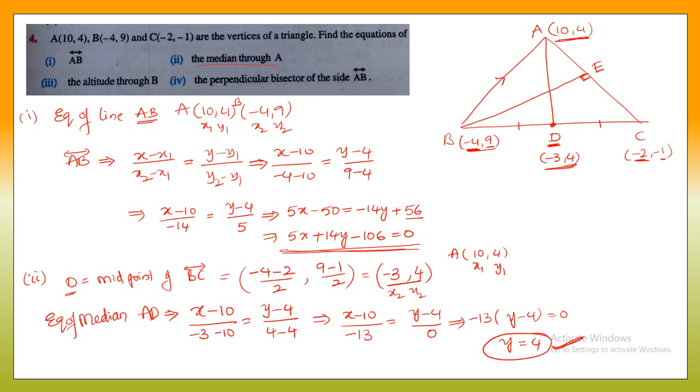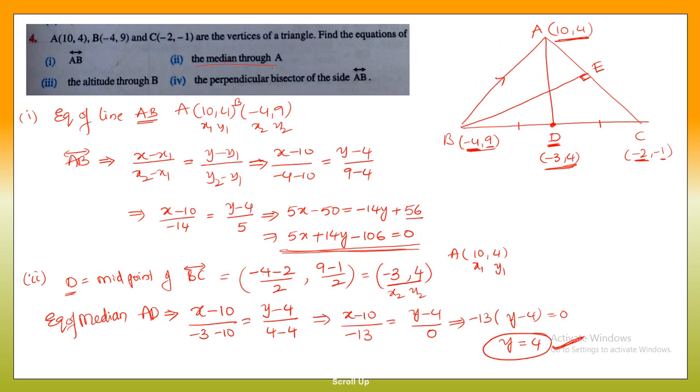Now for that, I need to find the slope of AC first. So what is A? 10 comma 4. What is C? Minus 2 comma minus 1. So C is minus 2 comma minus 1. For this, slope is given by y1 minus y2 by x1 minus x2. So y1 is 4 minus y2 which is minus of minus 1, by x1 minus x2, 10 minus of minus 2. So 4 plus 1 is 5, and 10 plus 2 is 12. So this is nothing but the slope of AC.